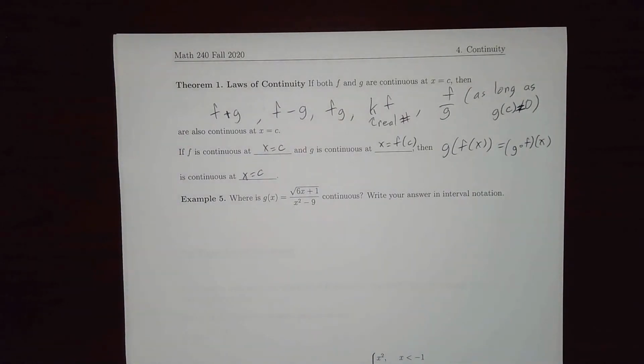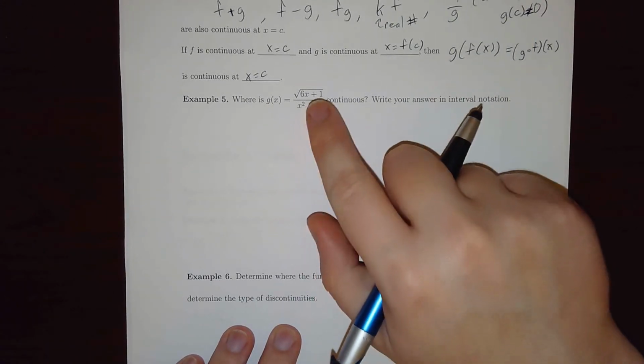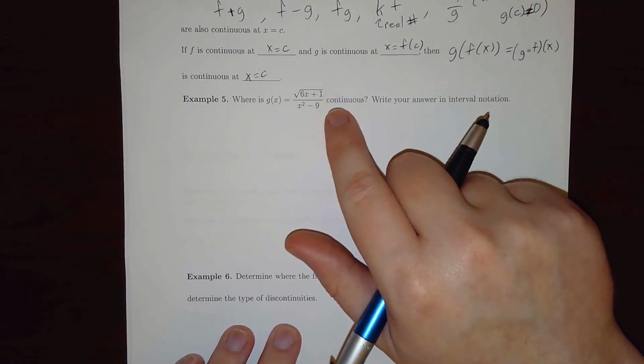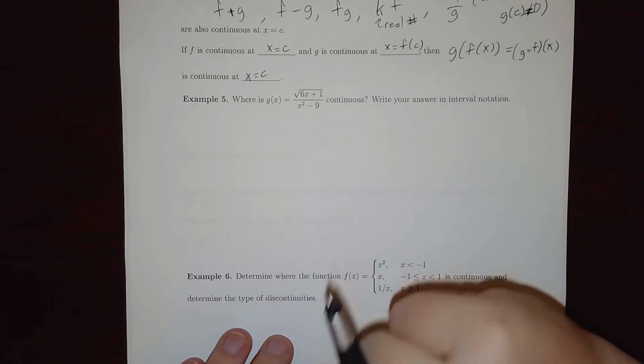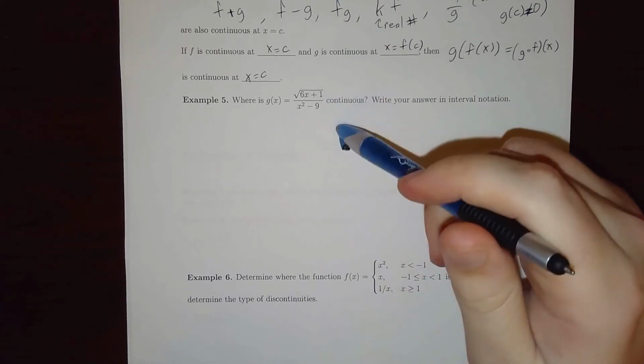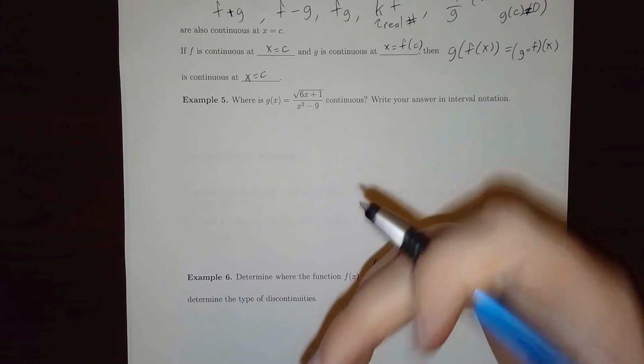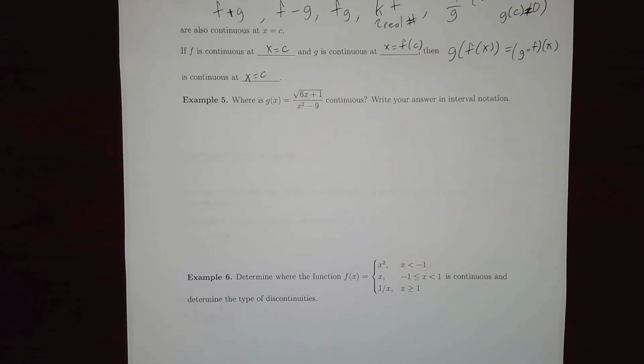All right, so let's take some of these ideas and work through some examples. We want to know where this function, g of x equals the square root of 6x plus 1, all divided by x squared minus 9, is continuous. And then we want to write our answers in interval notation. The good news is that this is a rational function combined with a polynomial and a root function. So our main thing is we need to look at the domain of this, and it'll be continuous on its domain.